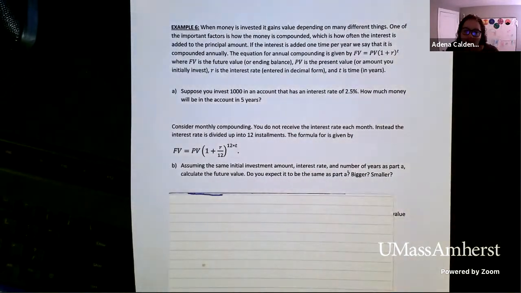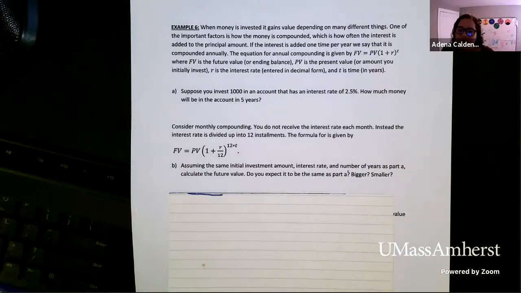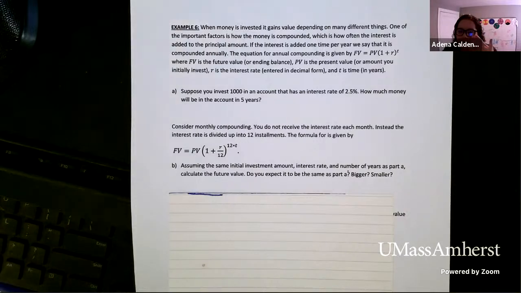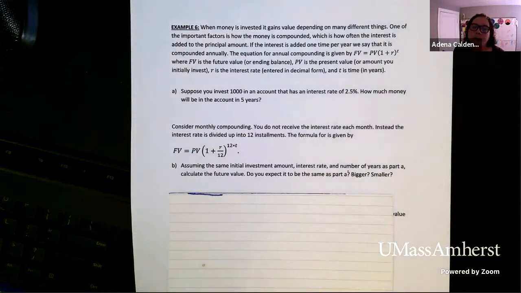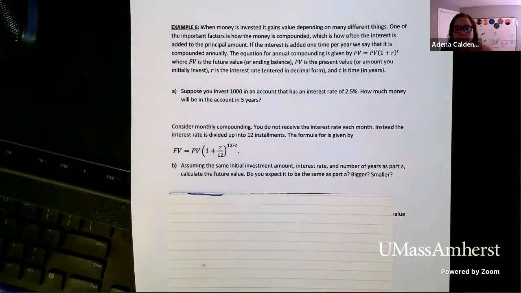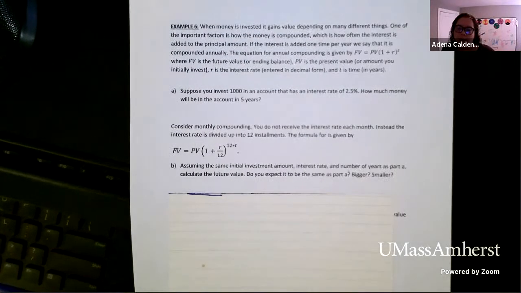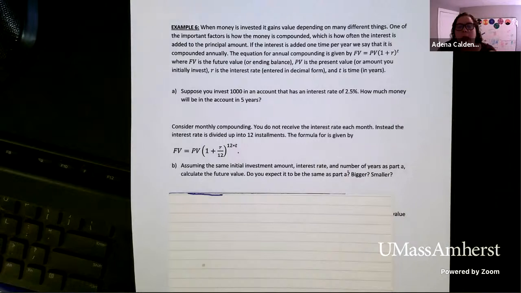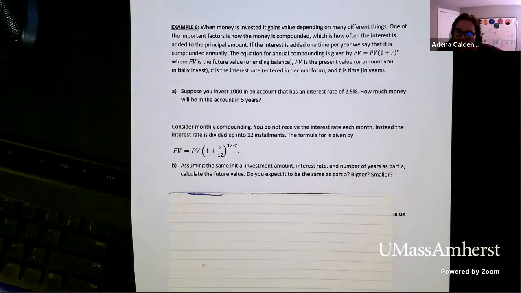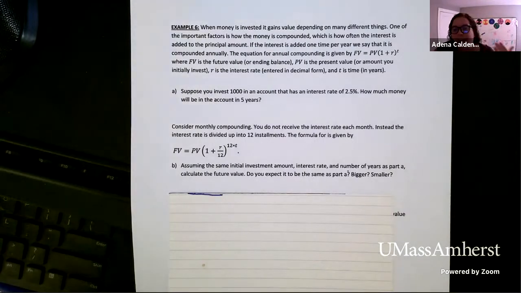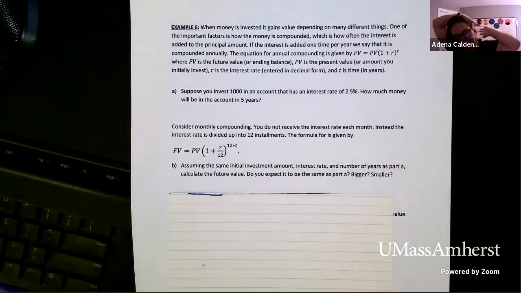So when your money is invested, it gains value depending on a lot of different things, right? One of the important things about it is how the money is compounded. And so we talk about what compounding means, and here it says it's the interest added to the principal, right? So the principal is the amount that you put in, and the interest is how much money you make on it, okay? If the interest is added once a year, so once a year they look at how much money you have in your account and they drop in a bunch of interest, they say that that's compounded annually. So annually means once a year.